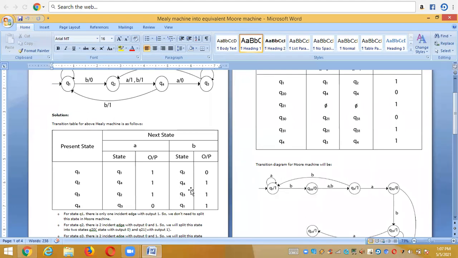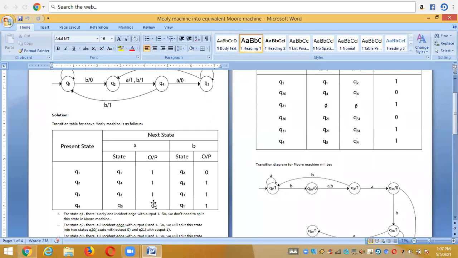And how to split the states means, for the state Q2 we get two different outputs, right? So it can be written as Q2 0 and Q2 1. Q2 0 is for the output 0 and Q2 1 is for the output 1, right?